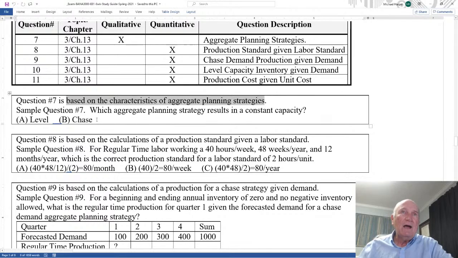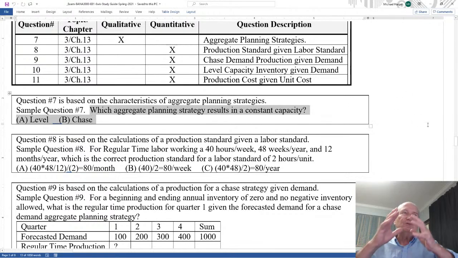And by the way, question number 7, I just want to emphasize this characteristic. This question will be exactly like this. I'll say which aggregate planning strategy results in constant, and I'll either say constant capacity or constant inventory. Constant capacity is level, constant inventory is chase, and so one of those two you will see on your exam. So this is straightforward. I just want to emphasize that point, so this exam question you should get.